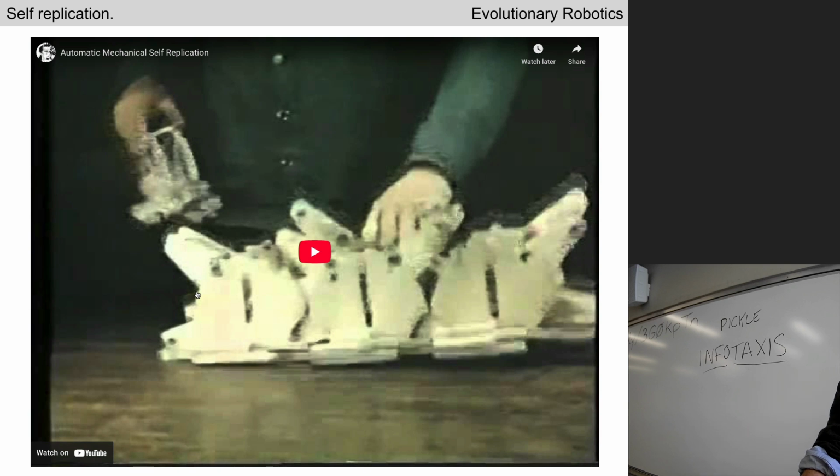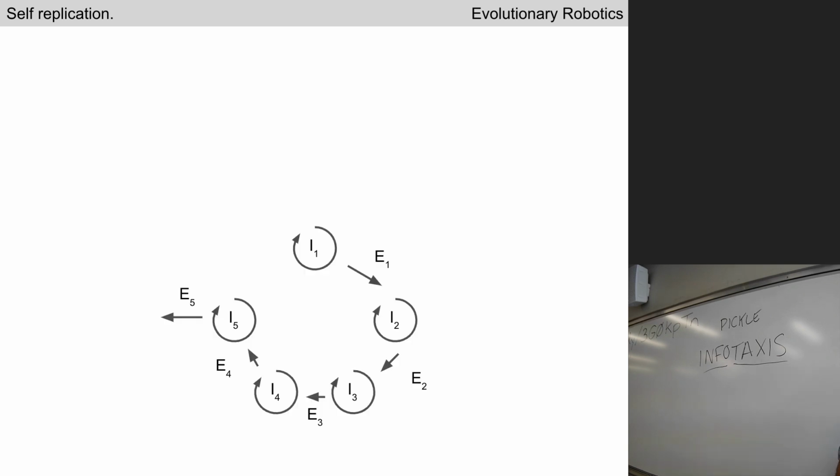So this builds on von Neumann's theoretical result to show that you could do this in practice. We're going to see some robots that self-replicate in a moment, but before we do, one last pit stop in chemistry. It turns out that in chemistry, even before you get to biology, you can also get self-replication in the following way.